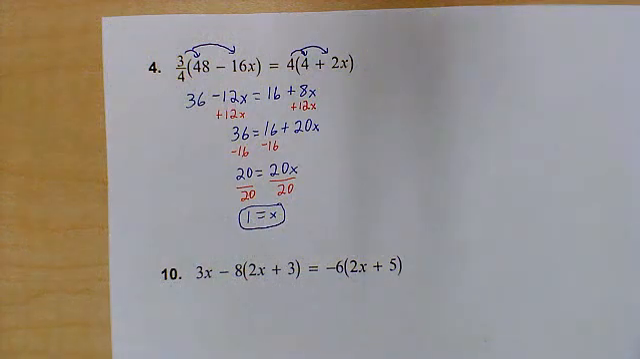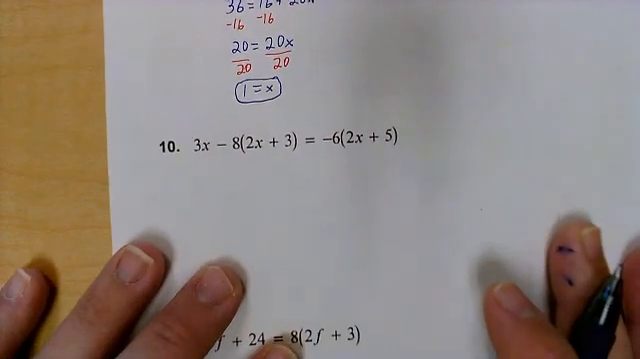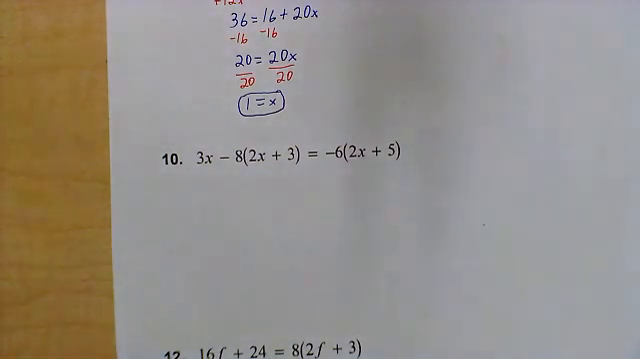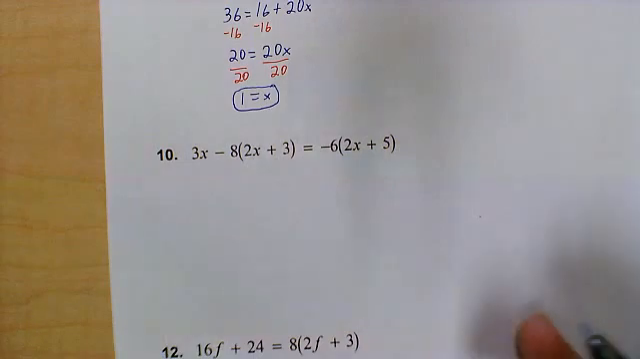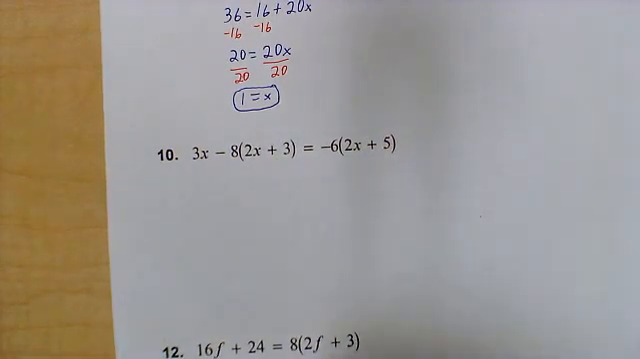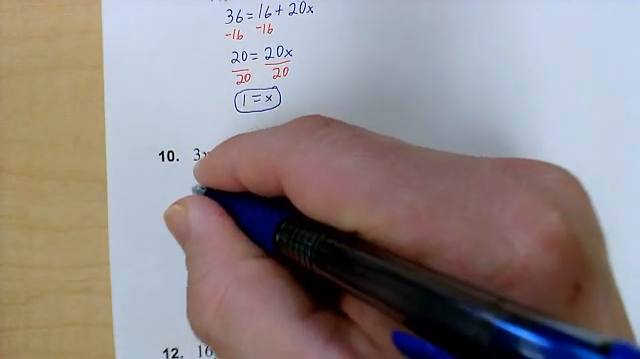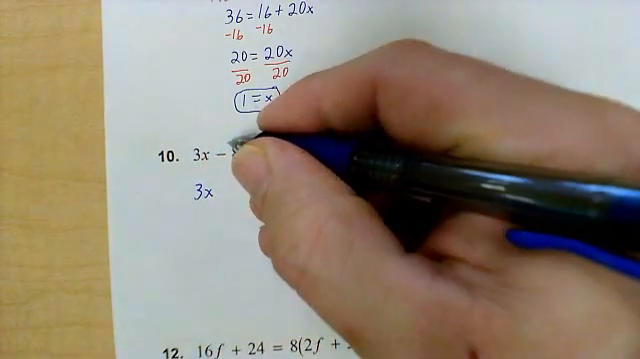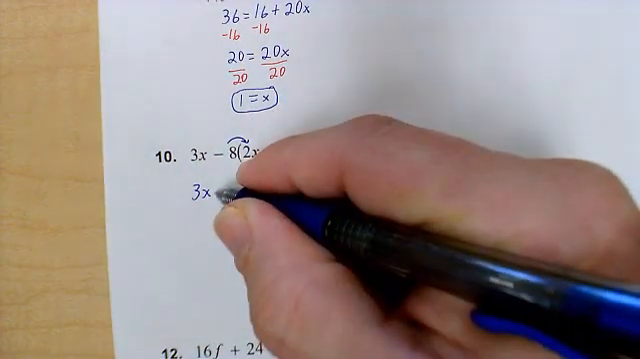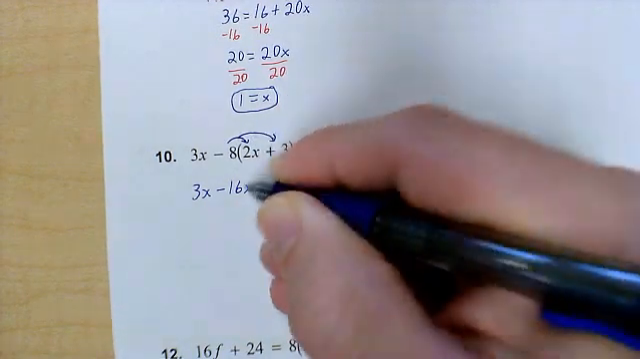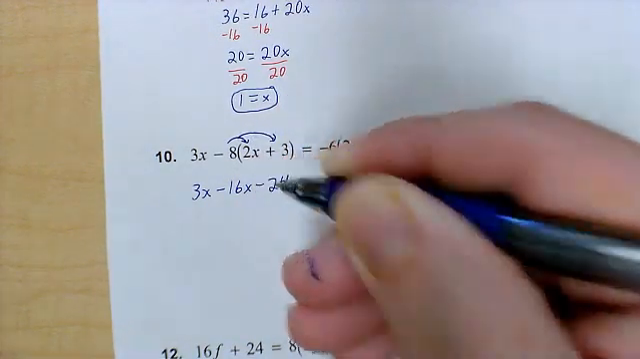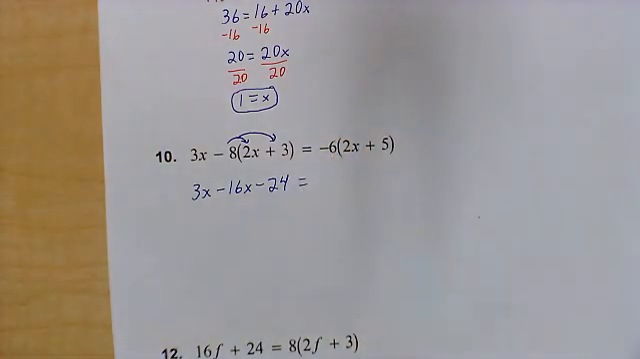All right, moving on to number 10. On that same page, you're going to actually want to distribute again. This one is a bit more tricky because you're actually distributing negatives, so you got to be really careful. 3x is still going to be there. Now, when I do negative 8 times 2x, that's going to be negative 16x, and negative 8 times 3 is going to be negative 24. So I'm being careful to actually distribute the negative with the value.